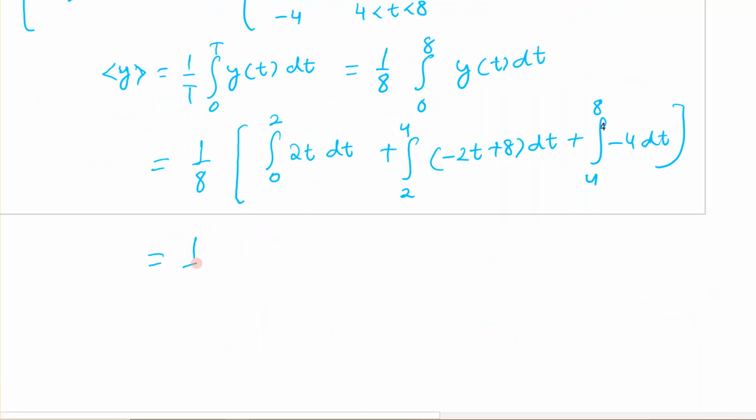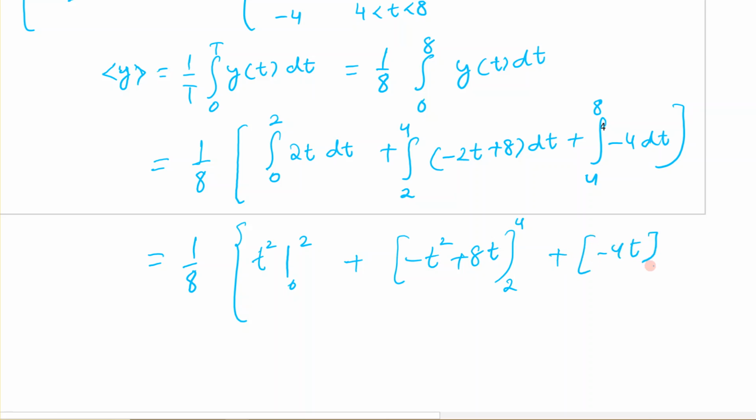And we know that integral of 2t would be t square over 2, so we are just left with t square from 0 to 2. And similarly, integral of -2t would be -t square. Integral of 8 is 8t, and then again the limits are from 2 to 4. And lastly, we get plus -4t, limits are from 4 to 8.